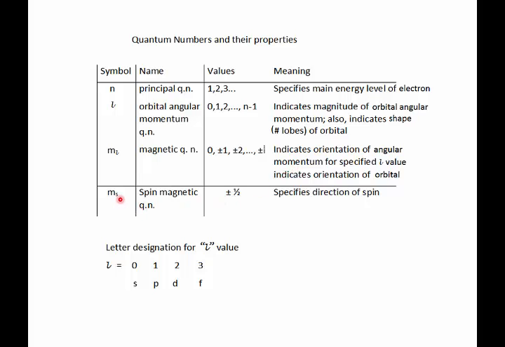The fourth quantum number, m sub S, is the spin magnetic quantum number. It has possible values plus 1/2 and minus 1/2. It turns out that the electron has a property of spin. It acts like a ball of charge that spins on an axis in two possible directions, clockwise or counterclockwise. This quantum number specifies the direction of spin.